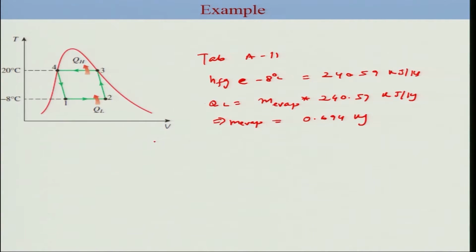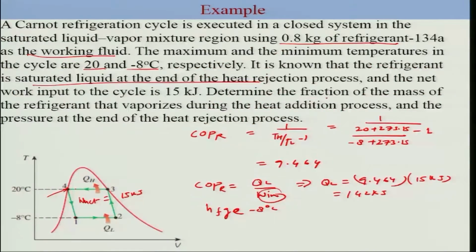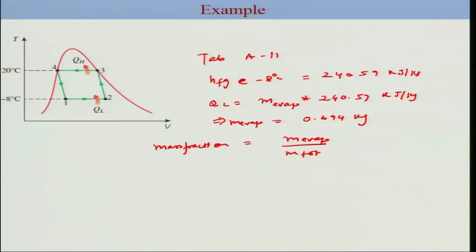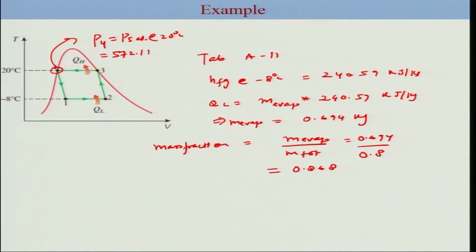The mass fraction is the amount of mass that has evaporated divided by the total mass initially present. The question asked for the fraction of the mass that has evaporated, so the mass fraction is m_evaporated divided by m_total, 0.694 divided by 0.8, and this turns out to be 0.868. And what about the pressure at the end? The pressure there is P4, which is P_sat at 20 degrees Celsius, and this turns out to be 572.1 kilopascal.